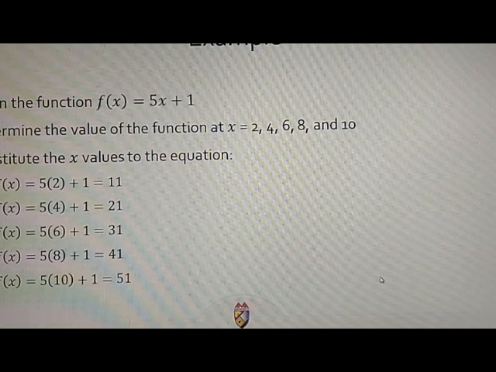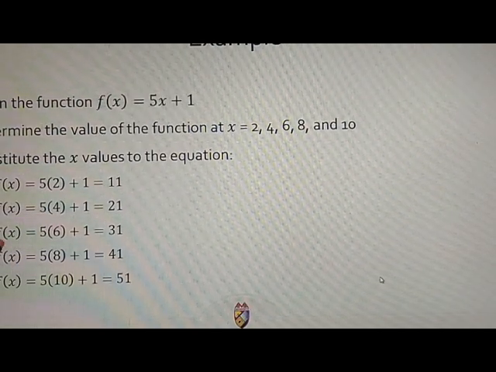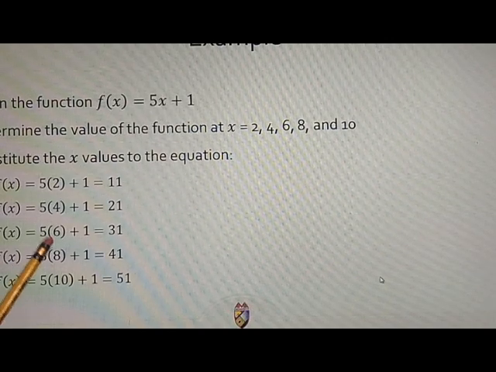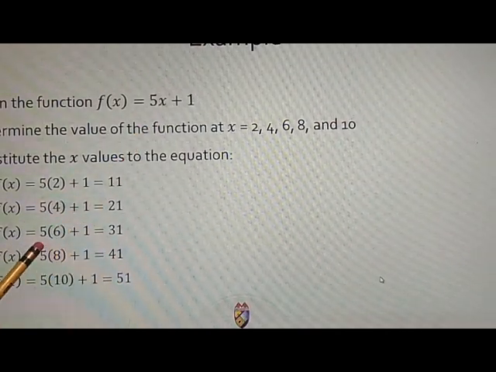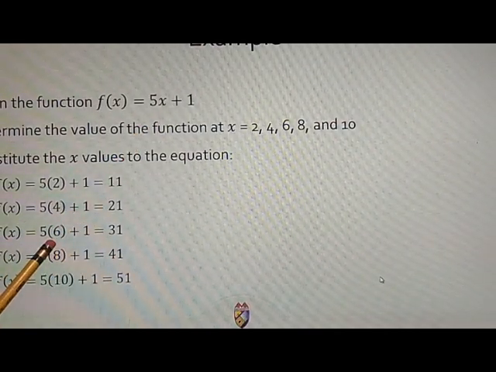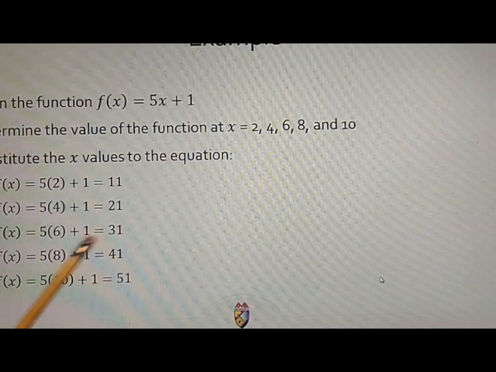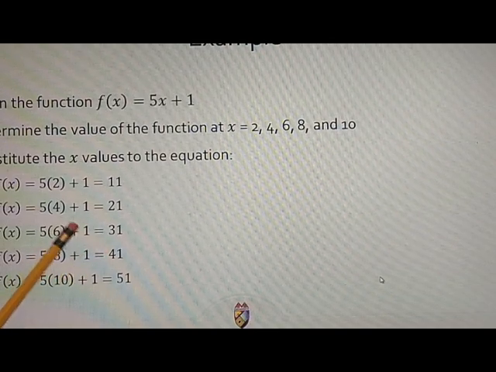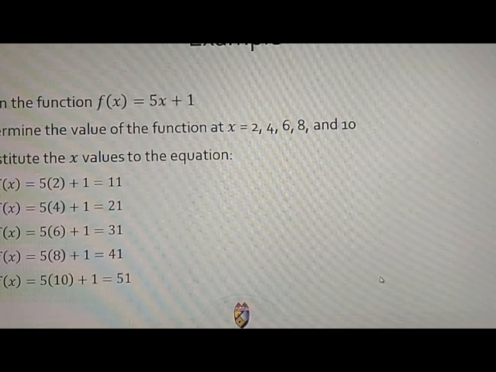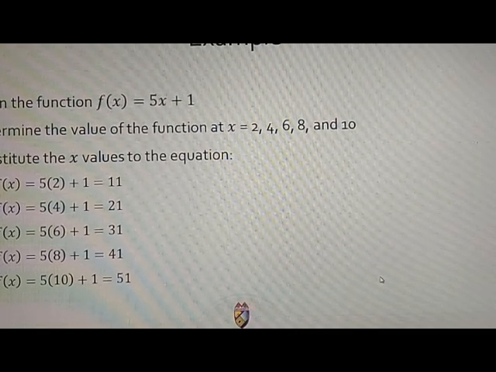Next we have f of x is equal to 5 times 6. Same operation. Third input is 6. Substitute to x. So that is 5 times 6 plus 1 is equal to 31. 5 times 6 is 30 plus 1. And so on and so forth. If x is equal to 8, the answer is 41. If x is equal to 10, then the answer is 51.